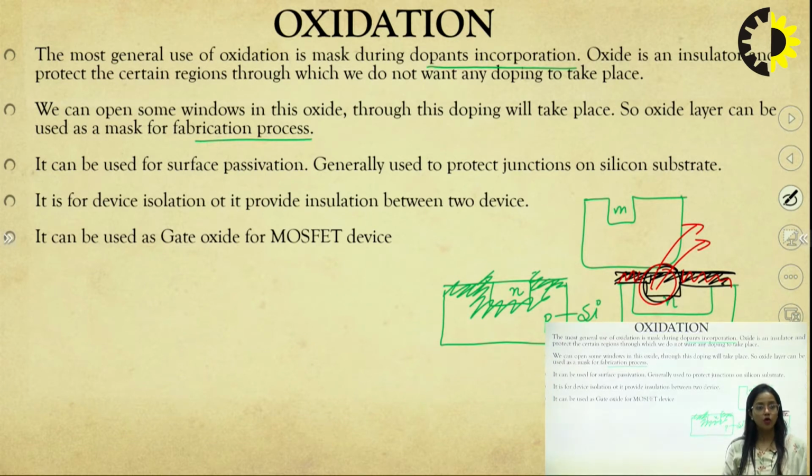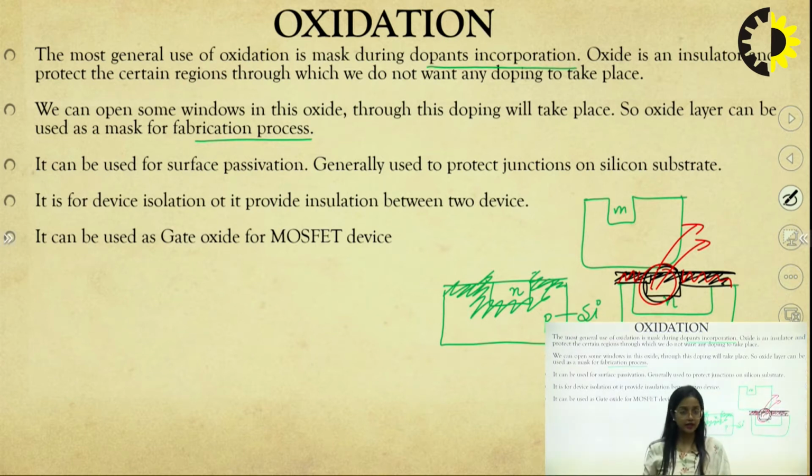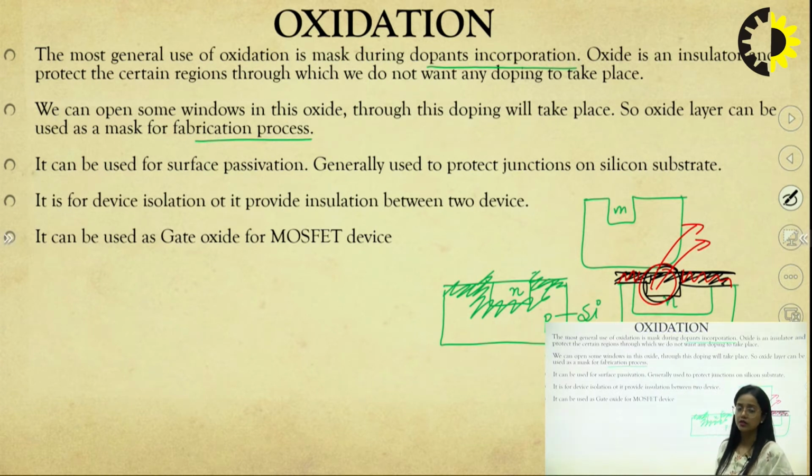We can open some windows in this oxide. Here we are talking about lithography. Through these windows, doping will take place. So the oxide layer can be used as a mask in the fabrication process. It can also be used for surface passivation. Generally, it is used to protect junctions on the silicon substrate.